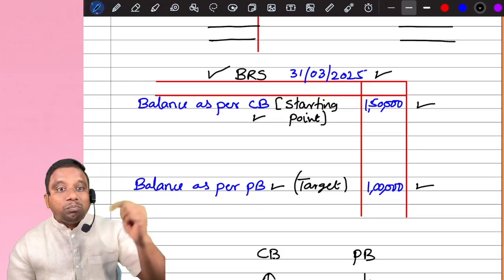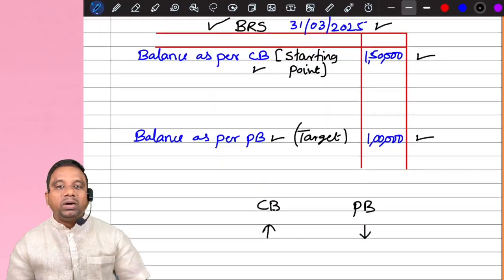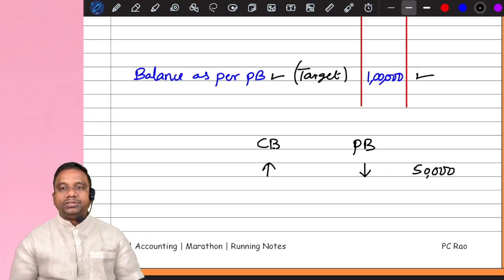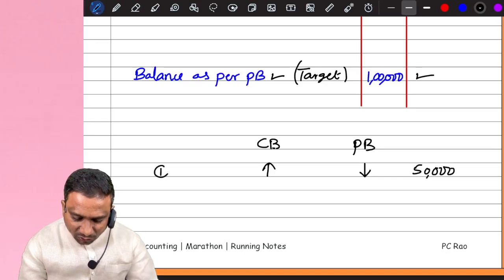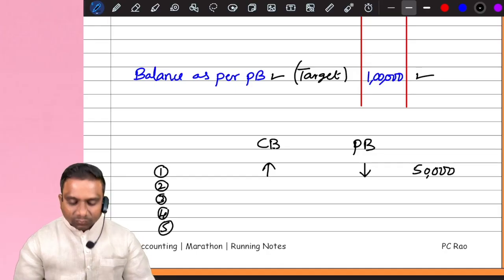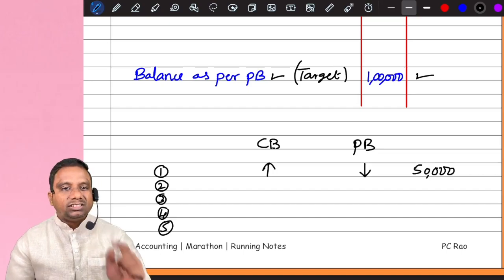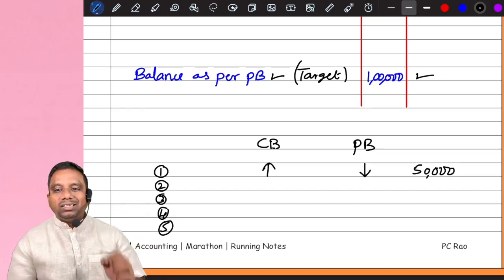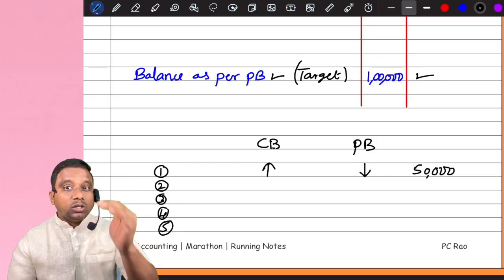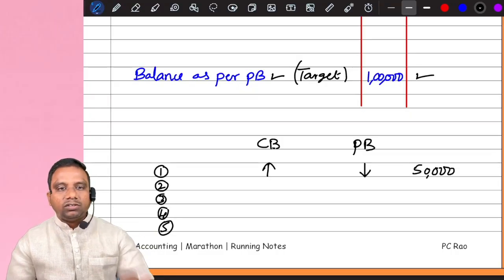I repeat, compared to cash book, the passbook balance is less by how much? 50,000 rupees. Like this, each cause, its effect is seen like this. This is the first one. So in the examination, suppose you get 10 causes, you have to observe all 10 causes like this. Very, very important.